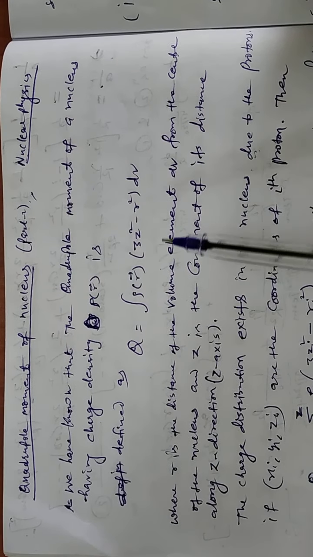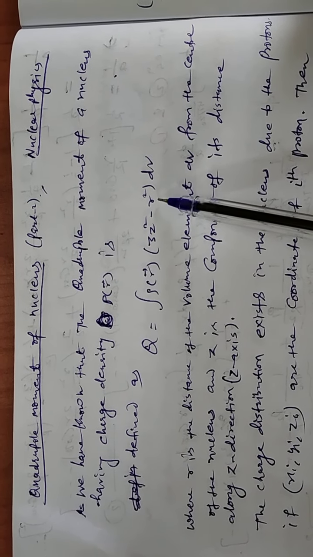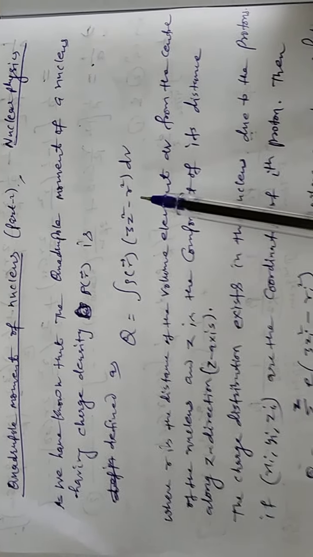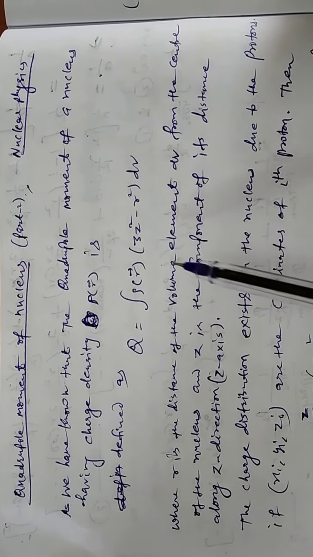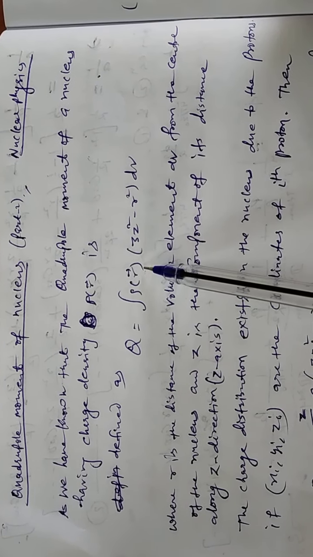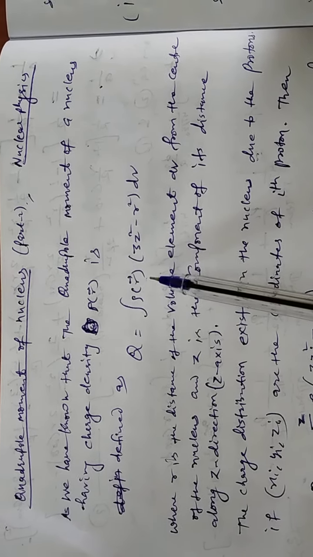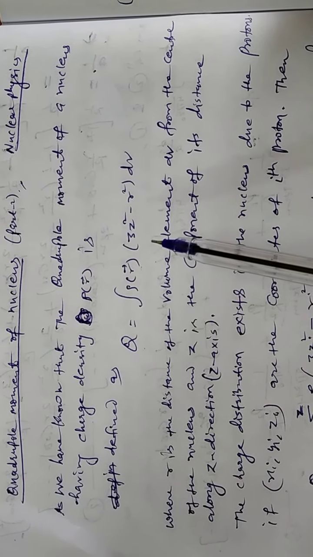Here we recall that r is the distance of the volume element from the center of the nucleus, z is the z direction, rho is the charge density of the volume element, and Q is the quadrupole moment, the intrinsic quadrupole moment.